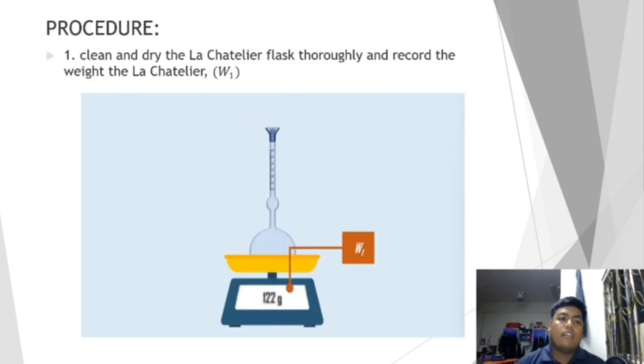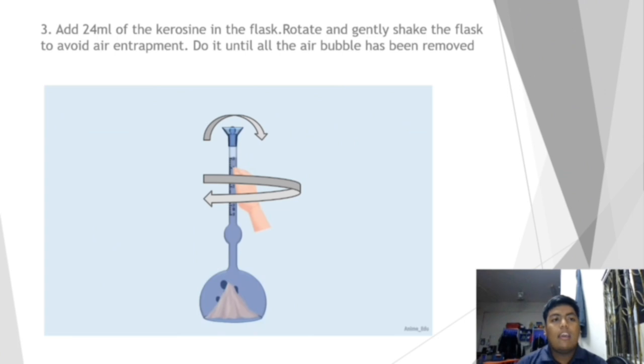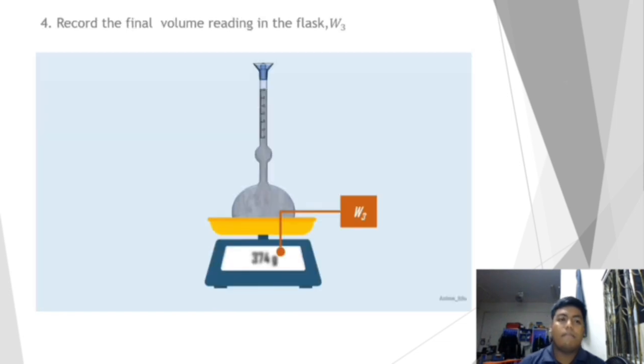So firstly, we need to clean and dry the Le Chatelier flask thoroughly and record the Le Chatelier flask weight as W1. Fill the flask with approximately 50 grams of the cement and place the stopper on the flask. Record the weight and take it as W2. Add 24 ml of kerosene in the flask. Rotate and gently shake the flask to avoid air entrapment. Do it until all the air bubbles have been removed. Record the final volume reading in the flask as W3.